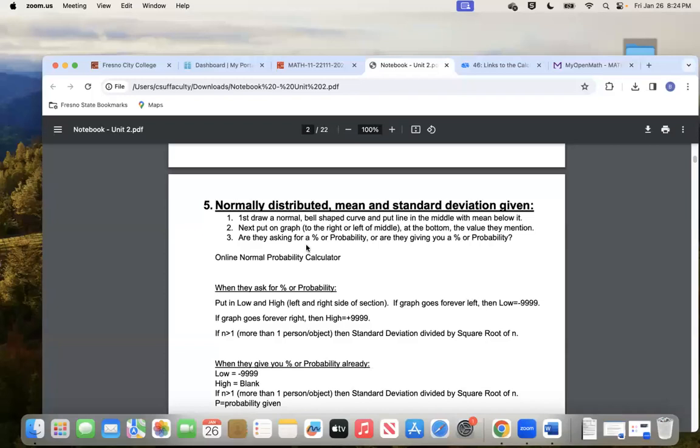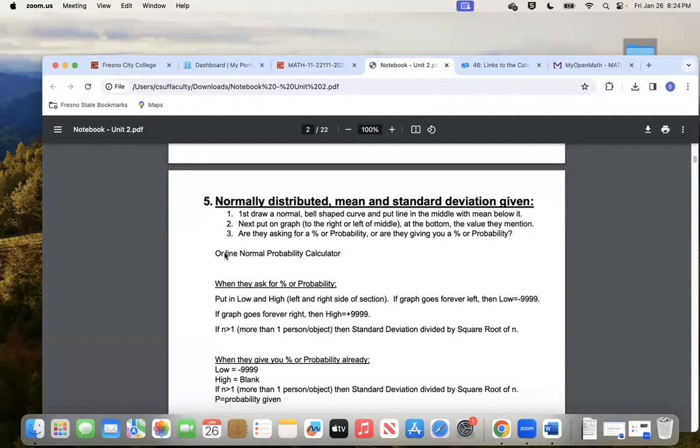Okay, so again, see what it says right here. It says, go to the online normal probability calculator. And again, put the low and the high. If the graph goes forever left, then the low is negative 9999. Well, you can put 4 nines or 5 nines. It doesn't matter. It's just negative infinity, basically, is what that represents.